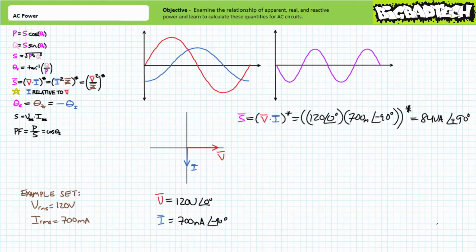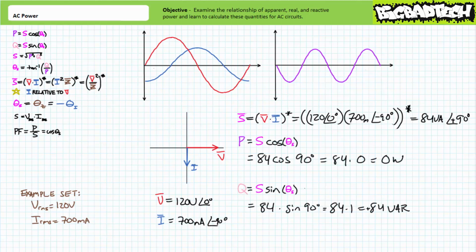Apparent power is the complex conjugate of the voltage times the current. Substituting in our given values, this yields an apparent power figure of 84 volt amperes at an angle of positive 90 degrees. Again, you'll note apparent power magnitude is the same value we obtained previously, since we're using voltage and current with the same effective values. Only the angle of apparent power has changed.